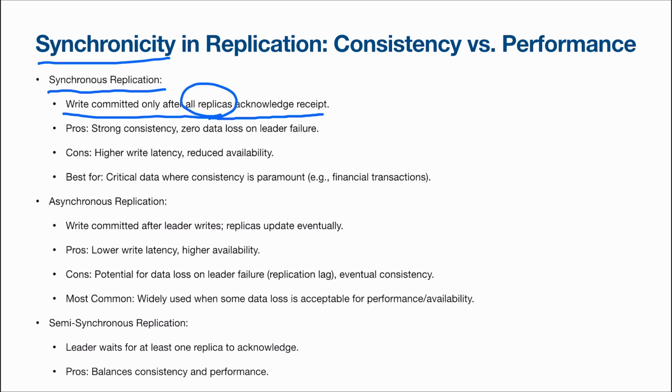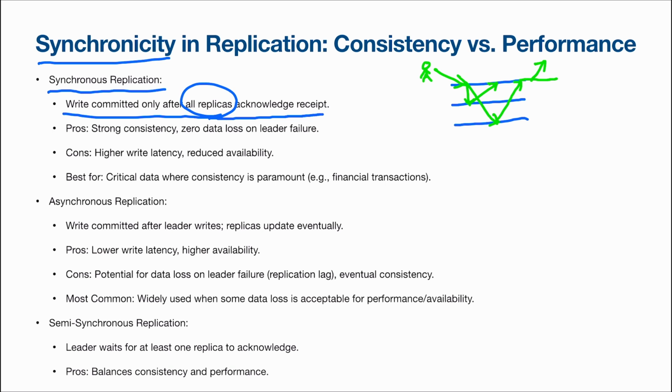So let's say there are 3 replicas and there is a write request coming. So let's say this is the client and the write request is coming. So this is replicated to both the followers, and they will confirm their writes, and when they confirm their writes, finally the leader will confirm their write. So this is one way to replicate.